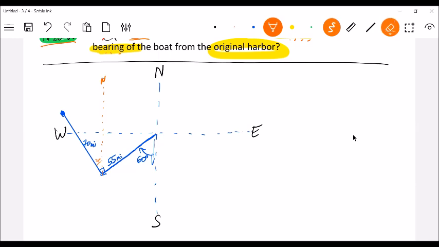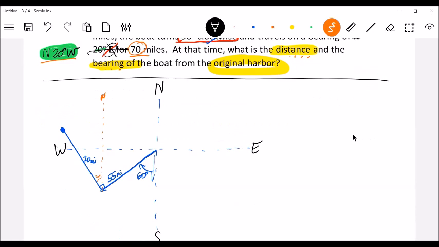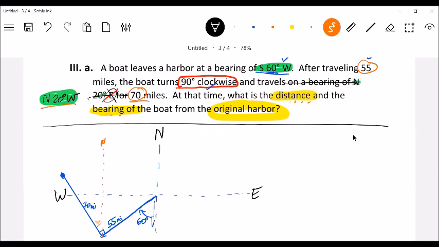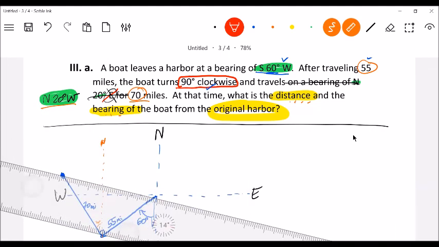So we don't really need to have that on there, and in fact, it's not really necessary, but I guess I'll leave that there anyway. Not really necessary, but then you can see it. I could have actually left this off the problem, just turns 90 degrees clockwise and travels for 70 miles. But it's interesting to see that that does make sense, then it does work with it. Anyway, back to this. What is the distance and bearing from the original? So let's use that. Back to the original harbor would be here.